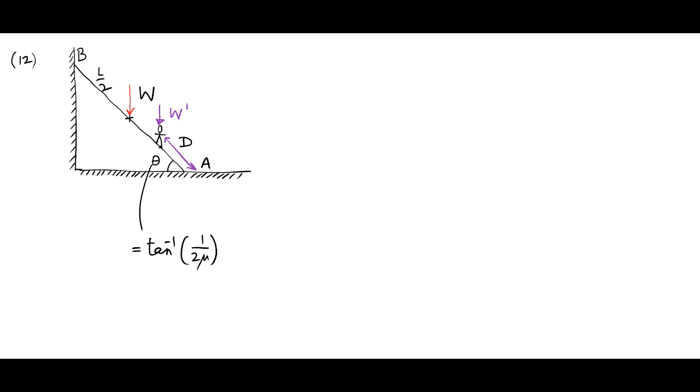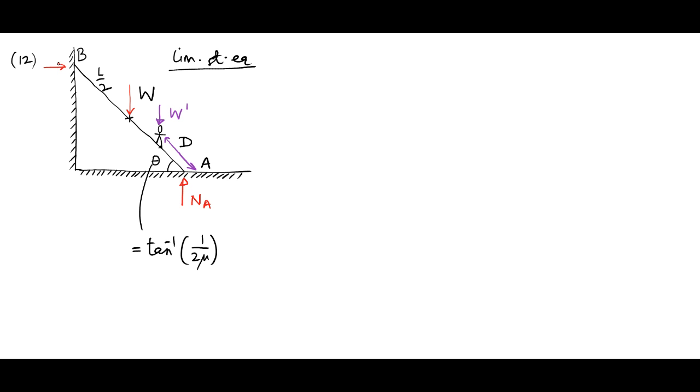And of course now I have to draw the FBD of the ladder. Remember, the ladder is in limiting static equilibrium. The FBD will contain some of the forces which we have already shown in the previous question. So there will be NA over here.